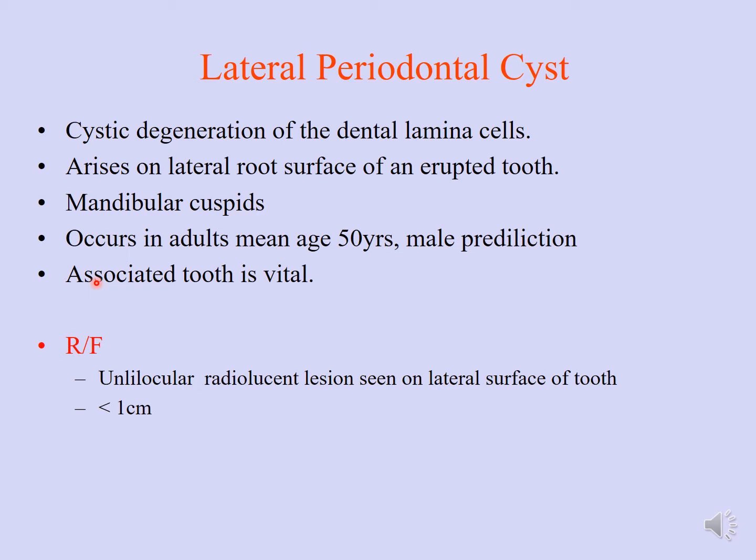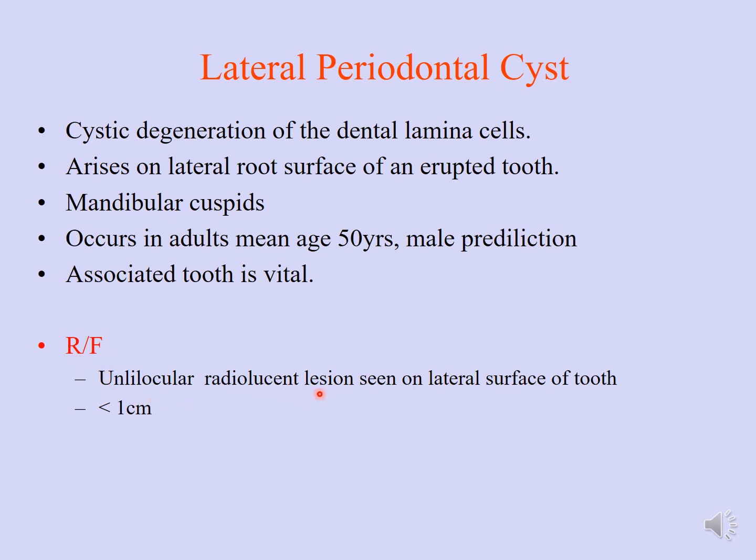That is how we differentiate lateral periodontal cyst, which is a developmental cyst, from a radicular cyst, which can also arise on the lateral aspect of a tooth. A radicular cyst is an inflammatory cyst, so the tooth is non-vital, whereas a lateral periodontal cyst is a developmental cyst and the associated tooth is vital. Please remember this; it is a very important distinguishing feature.